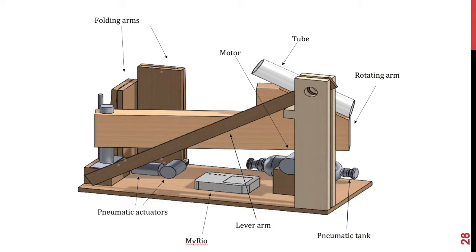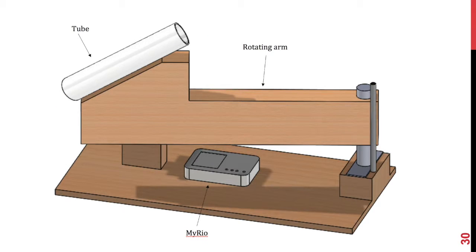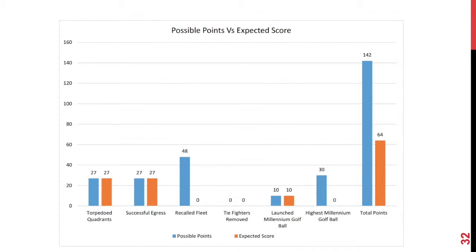Next, we have a rotating arm, which was measured exactly to reach the rotating center. The tube laying on top of the rotating arm is a gravity-fed tube in which ping pong balls can then roll down and drop into the rotating center, thus making that design successful. Next, we have a lever arm, which is a very simple device and very simple mechanism, which raises the golf ball 3 inches above the starting zone every time to ensure that we do earn those points without fail.